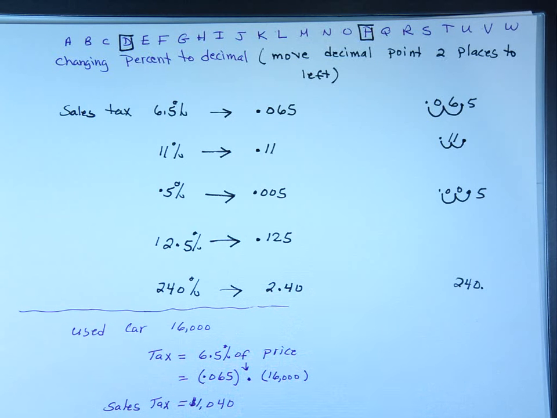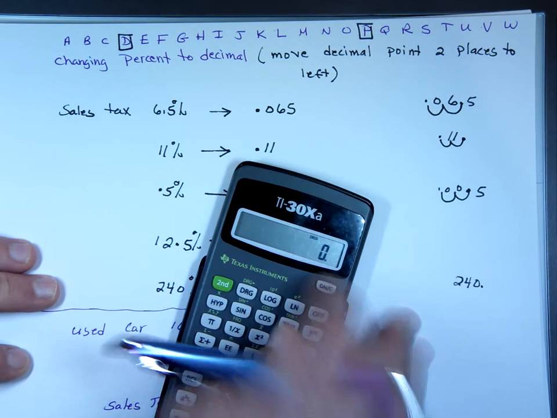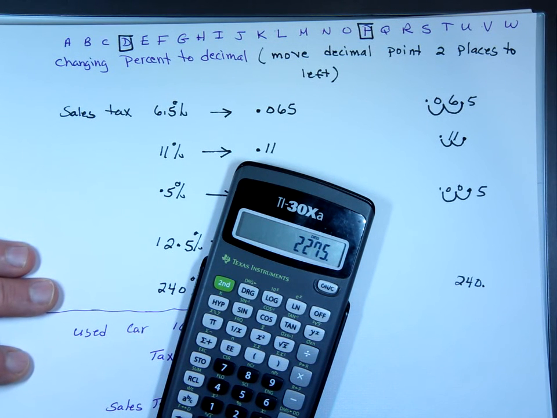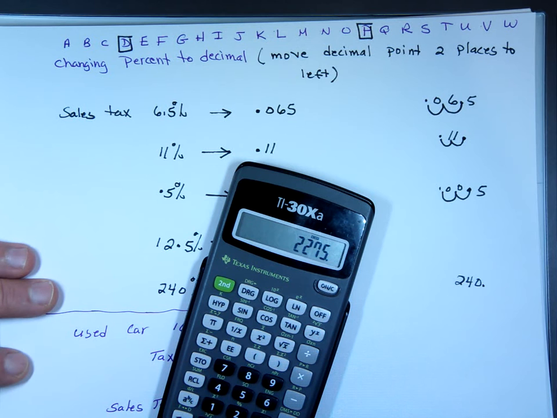Now on the other hand, if you bought a new car, it's even worse. Because a new car will be what, 35,000 roughly? So if you put 35 instead of 16,000 here, your tax is going to be almost 2,500 bucks. If it was 35,000 times 0.065, $2,275. That's just the sales tax on that car. So if you bought it for 35,000, add to it that number. Now you're 37,275.